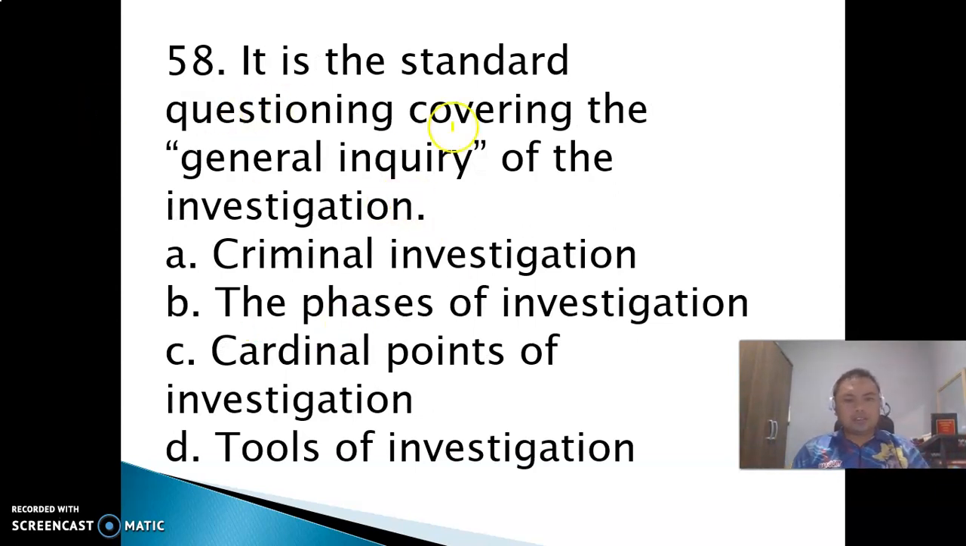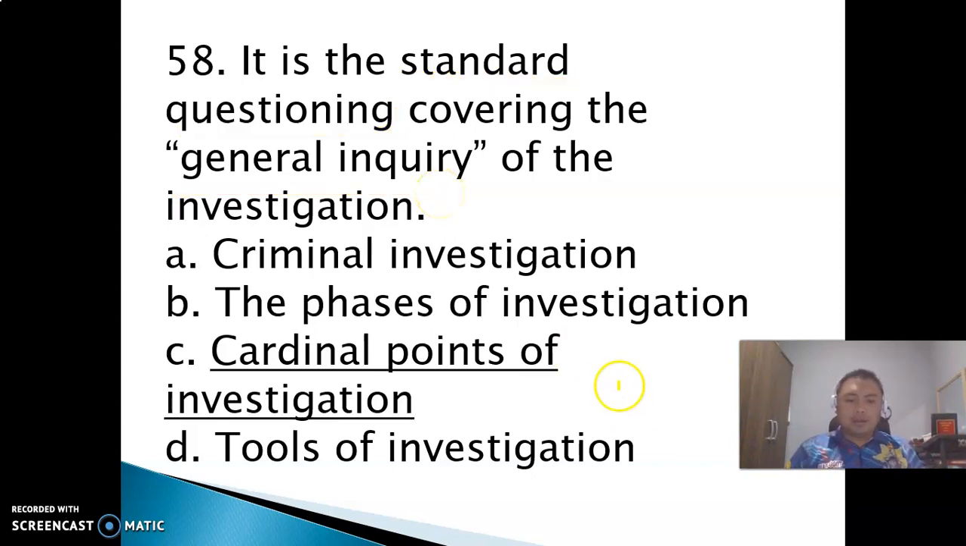It is a standard questioning covering general inquiry of the investigation. So, is it A, criminal investigation, B, the phases of investigation, C, cardinal points of investigation, D, tools of investigation. So, ang STEM ng question is standard questioning. Standard questioning. Okay? And it's covering general inquiry of the investigation. So, alin mo dyan yung may question? Yung standard questioning. Of course, yung cardinal points of investigation.